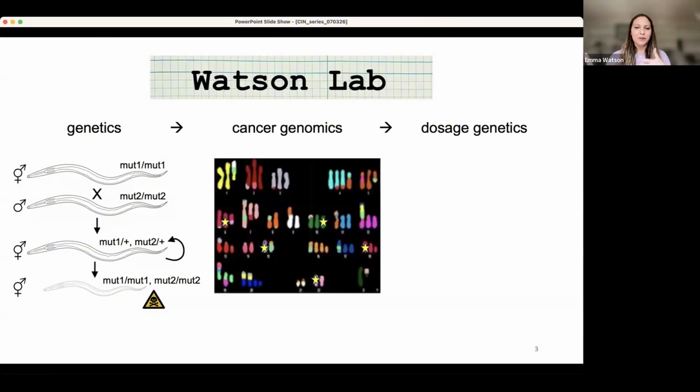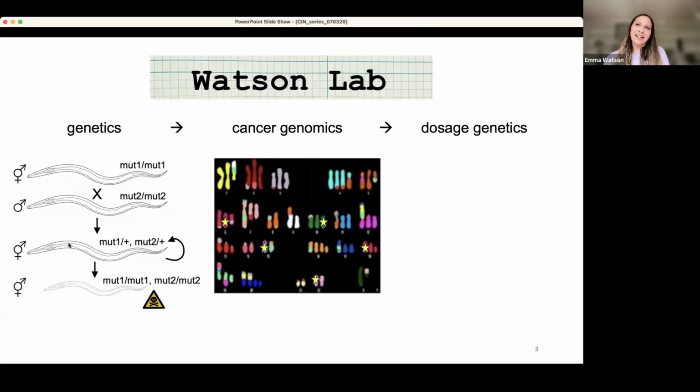And then I moved over to Steve Elledge's lab for my postdoc and got really interested in the chaos that is the cancer genome, which I'm saying cancer genome singular, but cancer genomes are really plural in that every cancer genome is unique. It's a unique combination of mutations, structural variations, and copy number alterations.